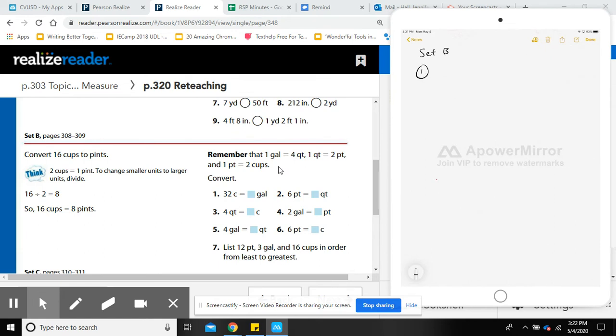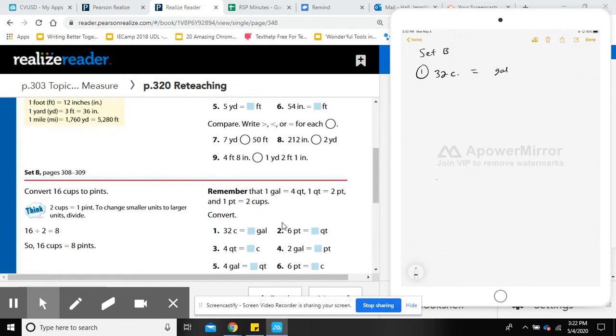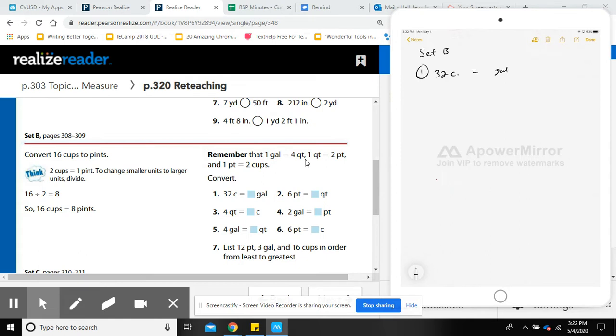So let's look at number 1. 32 cups is equal to how many gallons? Okay, so over here it tells me 2 cups are equal to 1 pint. Oh, that's just a little example. Okay. Oh, up here. Here we go. This is where it is. So 1 gallon is equal to 4 quarts. 1 quart is equal to 2 pints. And 1 pint is equal to 2 cups. So if I have 32 cups, I need to figure out how many gallons that is.